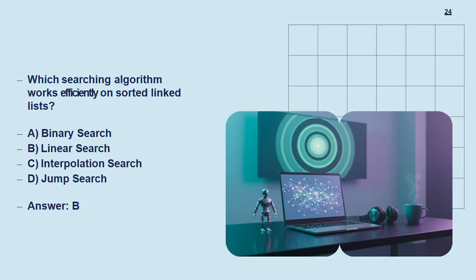Next question is: which searching algorithm works efficiently on a sorted linked list? This is a confusing question, where the correct answer here is linear search.